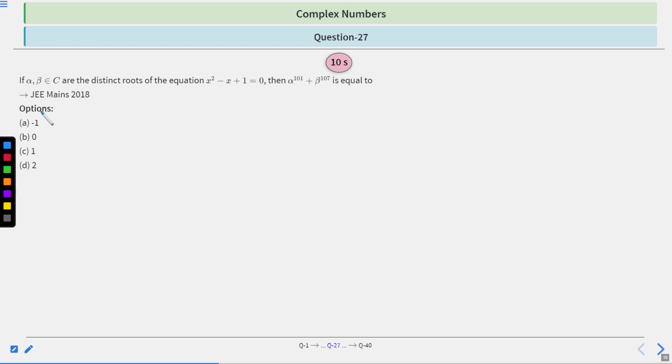Let's move to question number 27. If alpha, beta belong to C, the complex numbers, are the distinct roots of the equation x square minus x plus 1 is equal to 0, then we have to calculate alpha to the power 101 plus beta to the power 107. Let's move to the solution part after 10 seconds.